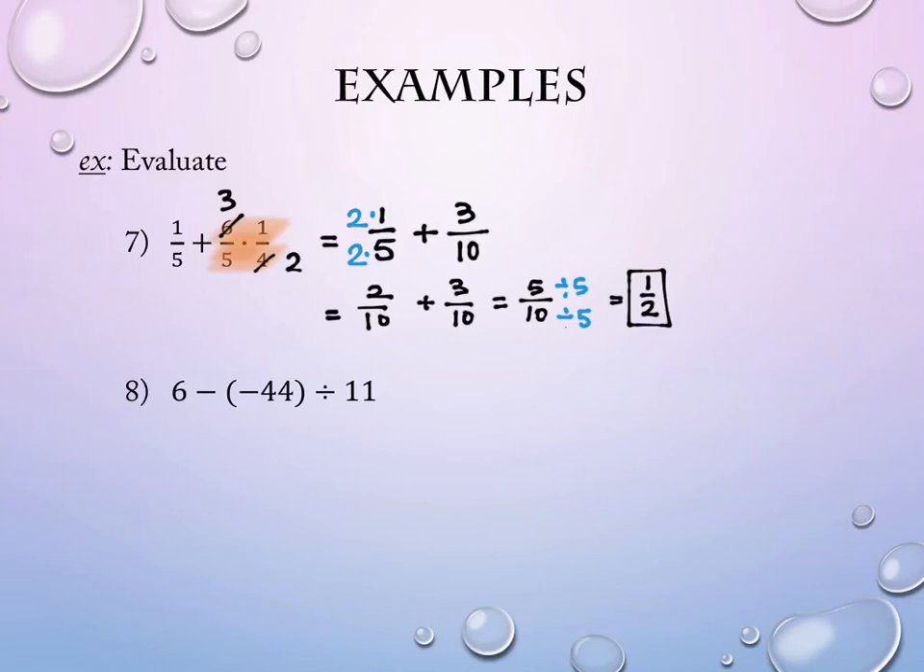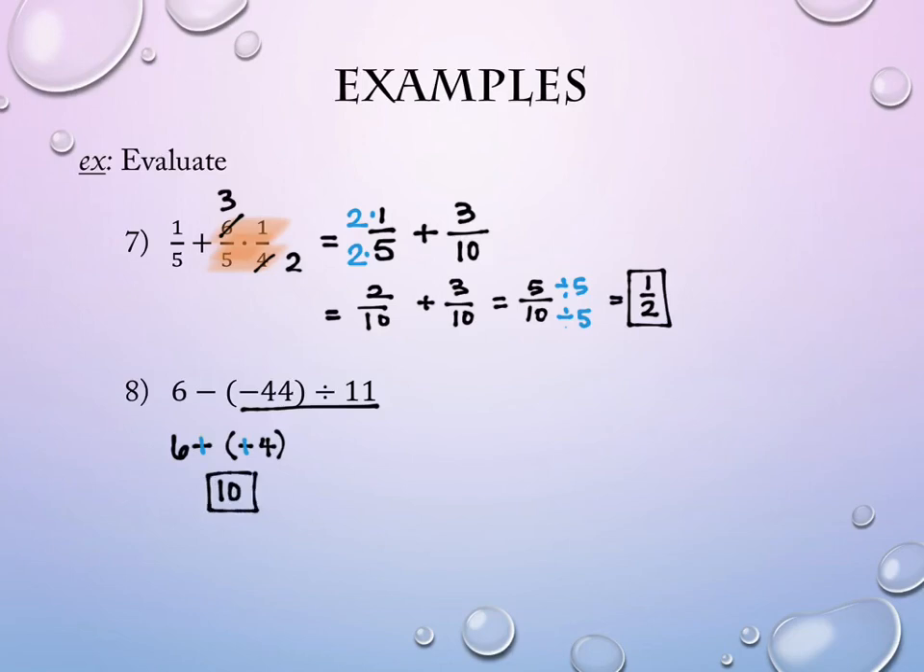Last one, number 8. What would you do first? There's a couple things you could do, actually. You can do the division first. Okay, so if you do the division first, that's this piece. You'll still have a 6 minus. What is negative 44 divided by 11? Negative 4. Okay. Now what do you notice? You have minus a negative, which is the same thing as addition. So then 6 plus 4 would be 10.